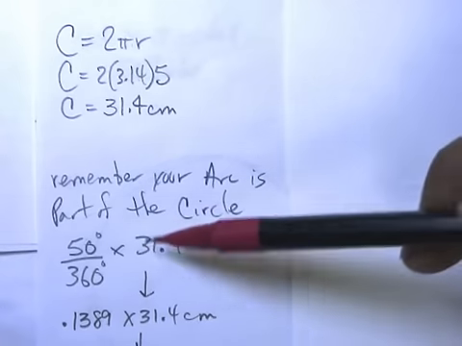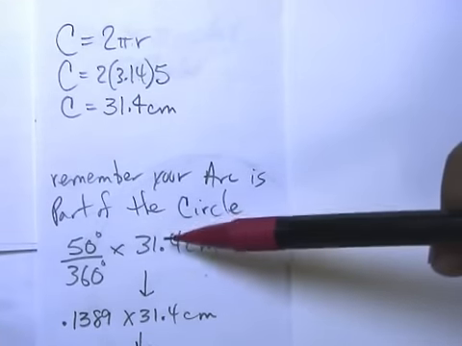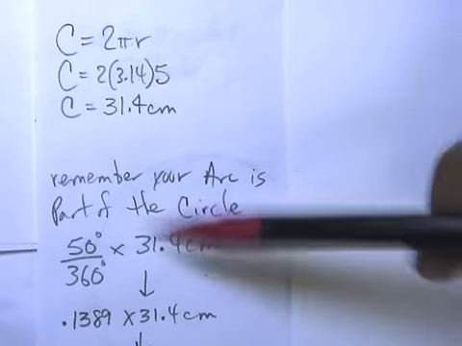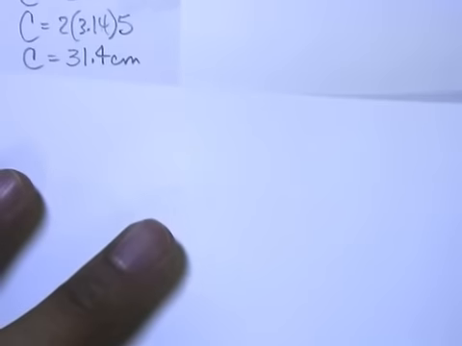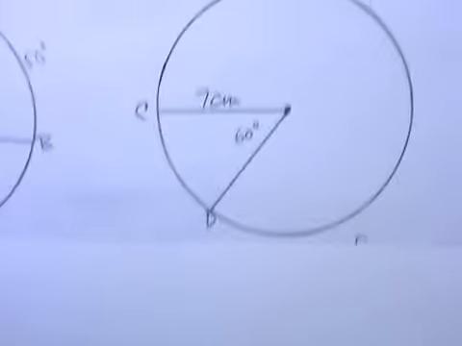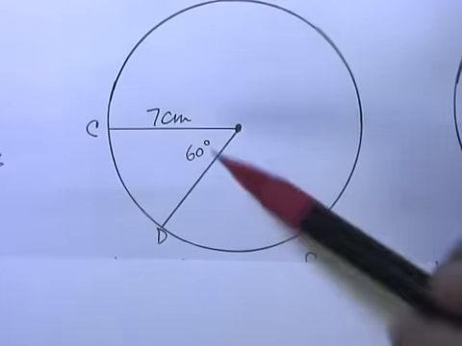This ratio is going to give me a decimal, and I'm going to multiply that decimal times 31.4. So I'm going to divide 50 by 360, times my circumference. And when I do that, I get 4.36 centimeters. That means that 50 degrees out of my circle is really equivalent to 4.36 centimeters of the circumference. So it's 50 divided by 360 times the entire circumference of your circle.